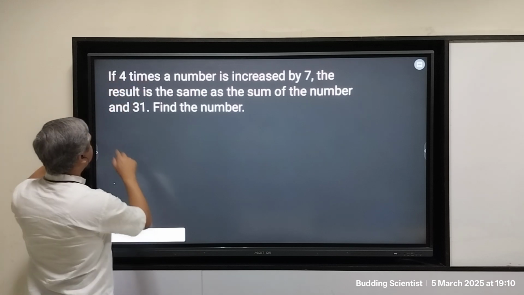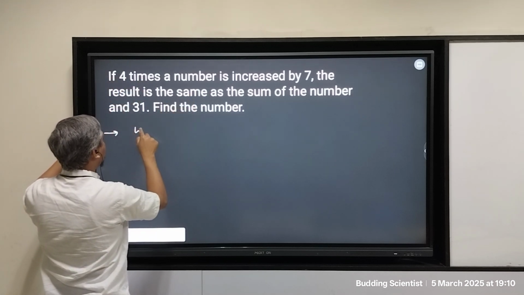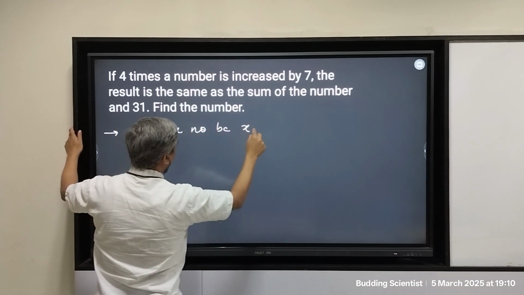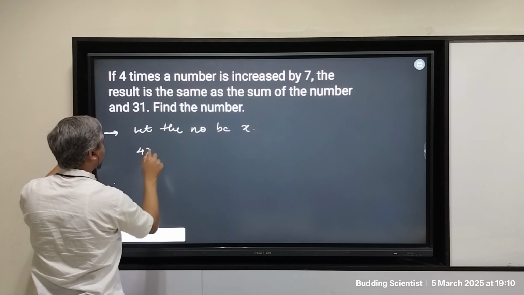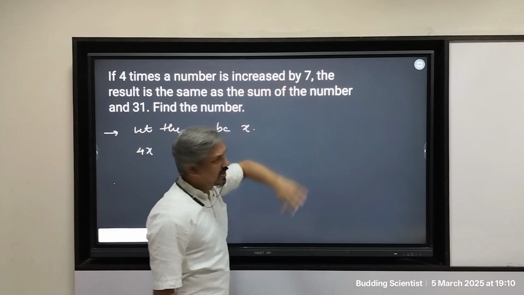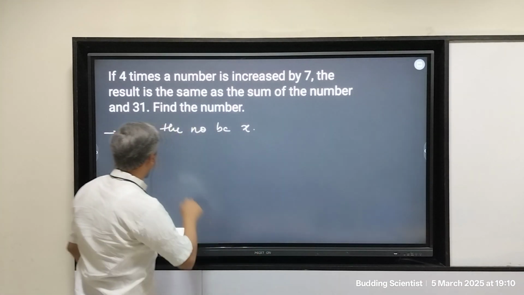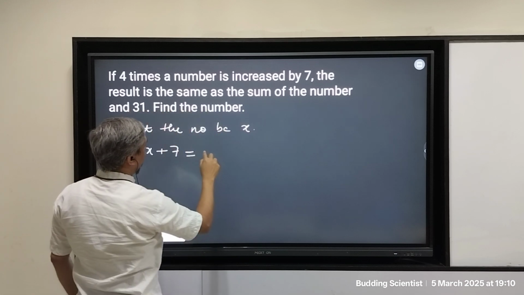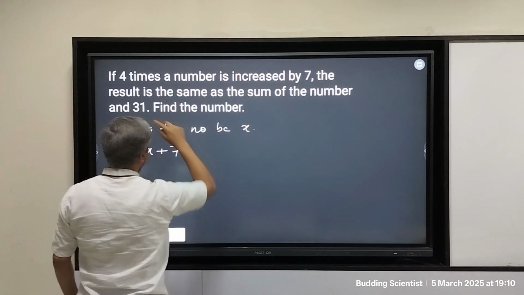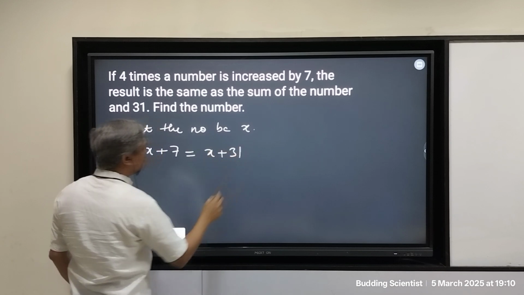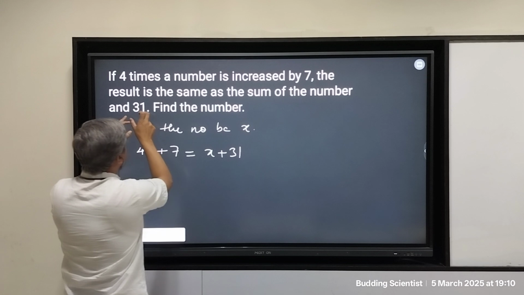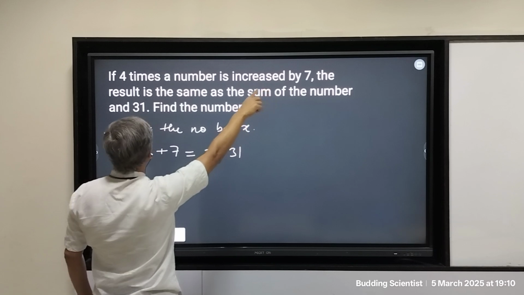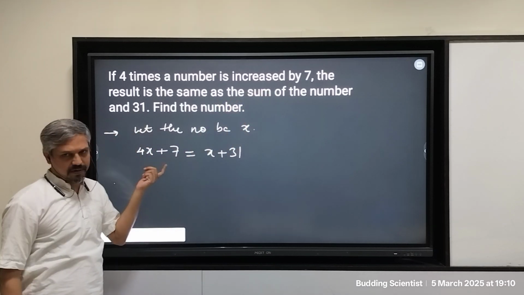If 4 times a number, let the number be x. So 4 times the number is increased by 7. You increase, that is addition of 7, plus 7 is equal to, the result is the same as the sum of the number and 31. So the sum of the number and 31 is equal to 4 times the number increased by 7, plus 7.